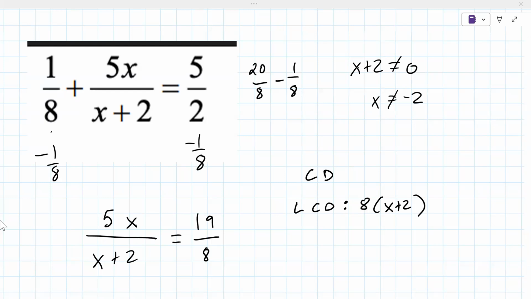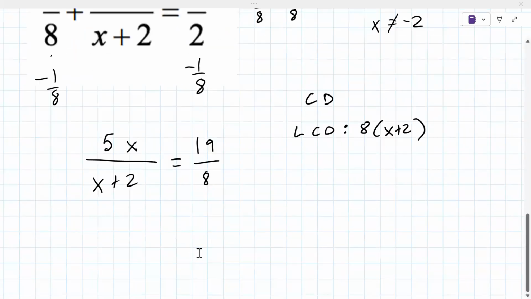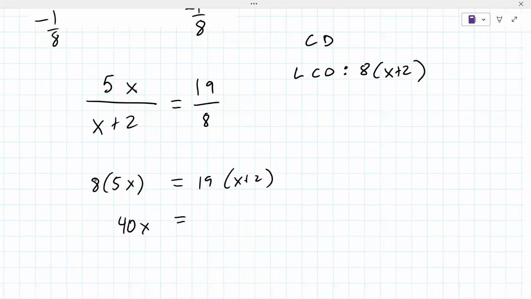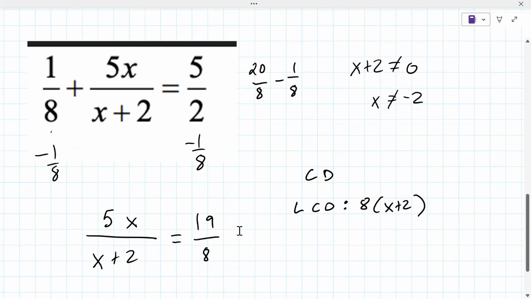So you got 9/18 or 9/8? The answer I got is 38 over 21. So we got 8 times 5x equals 19 times x plus 2. 40x equals 19x plus 38. What did you get? Did you diagonally multiply here? Wait, how did you get 5x over x plus 2 equals 19 over 8? You subtract the 1/8 from both sides.